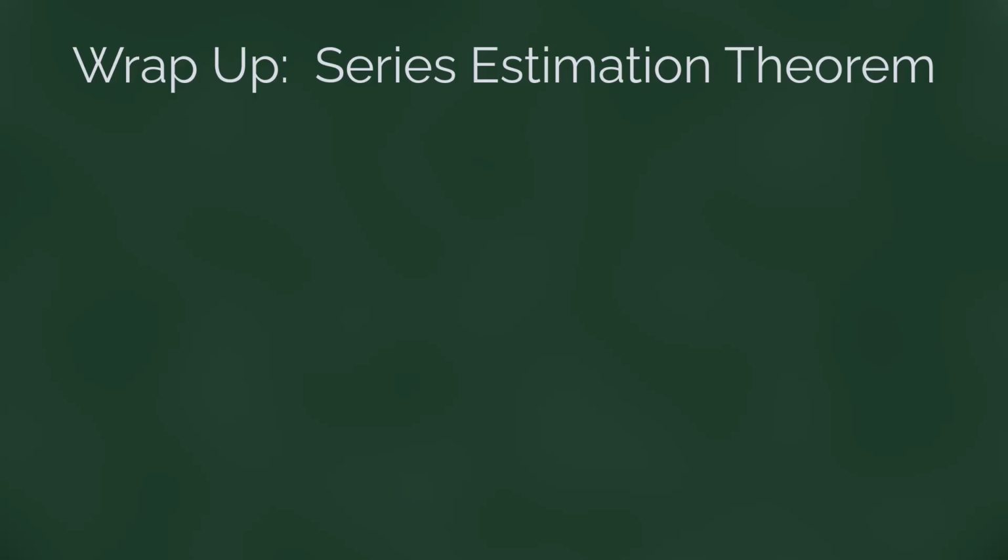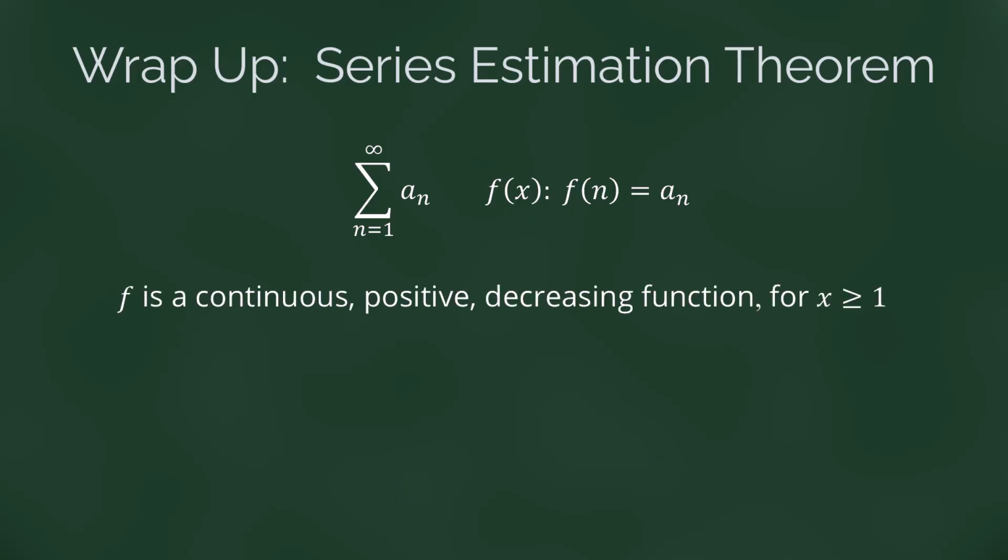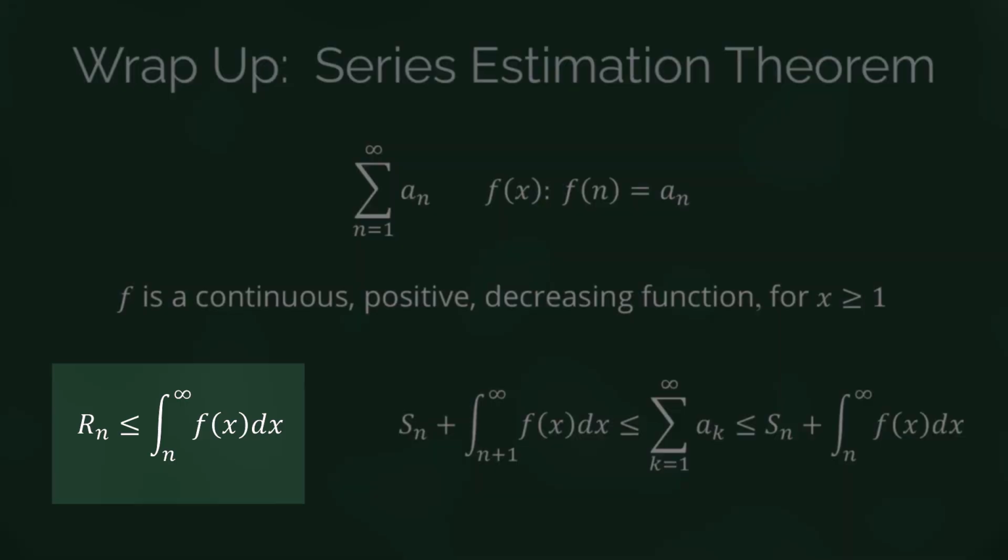We'll wrap up with a quick summary of what we've learned in this series estimation theorem. So if we have a series, the sum from n equals 1 to infinity of a sub n, and there's a function f of x that's real valued so that f of n is equal to each of the terms of the series, and we know that f is continuous, positive, and decreasing for x greater than or equal to 1, then we can conclude that the remainder left over after calculating the nth partial sum is less than or equal to the integral from n to infinity of f of x dx.